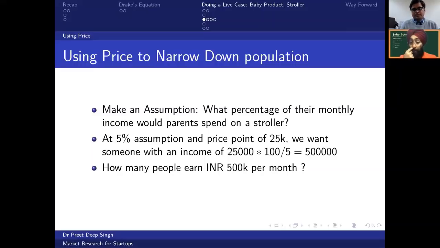How many people earn 5 lakh rupees a month? And where will you get this data from? Take a moment. I will of course give you the answer, but take a moment. Think. Please think. Where do you start from? Right?